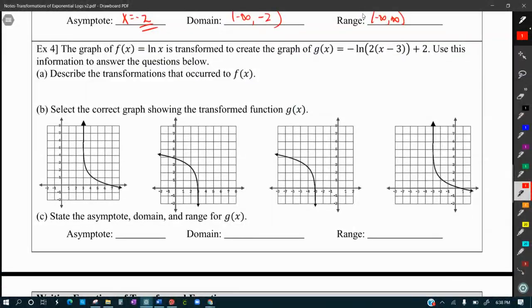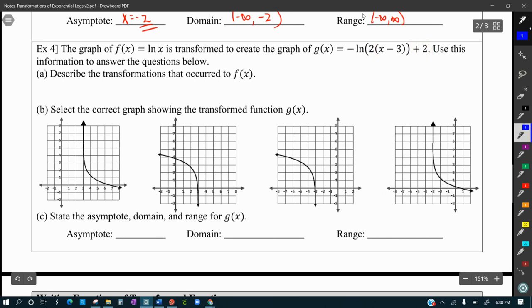So for number 4, we do have a logarithm. It just does not say log. So we have f of x equals ln of x. Well, this is the natural log of x. So that's how you say this. It's kind of backwards. Natural log, ln. And so when we transform it, it works the same way. Negative natural log of, this is all the stuff that's inside, 2 parentheses x minus 3, and then on the outside we have plus 2.